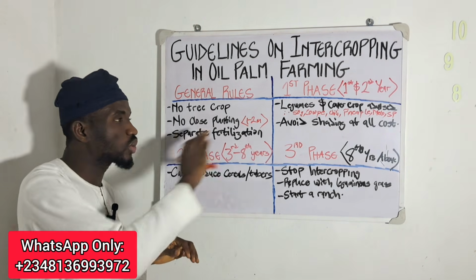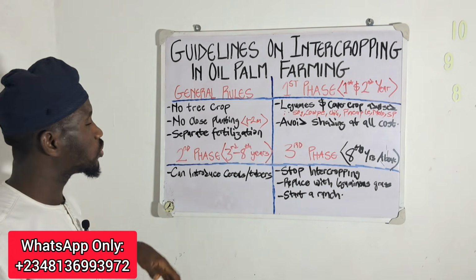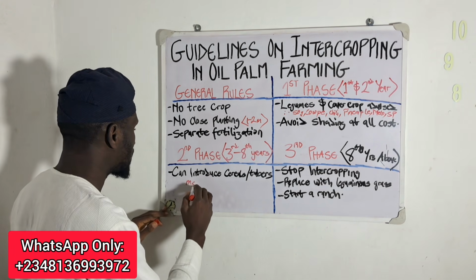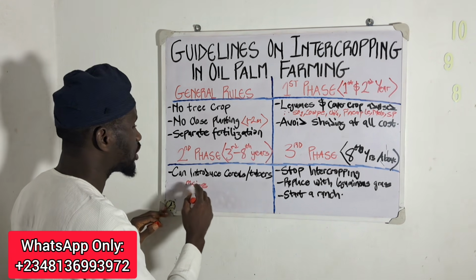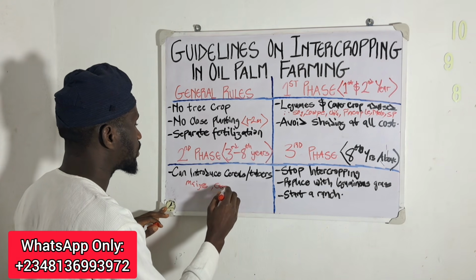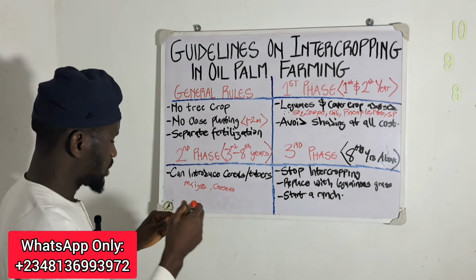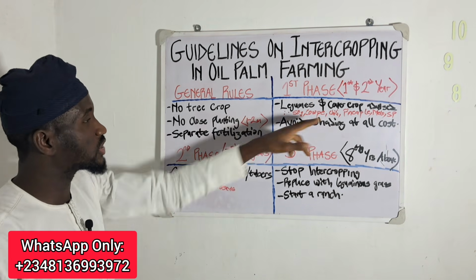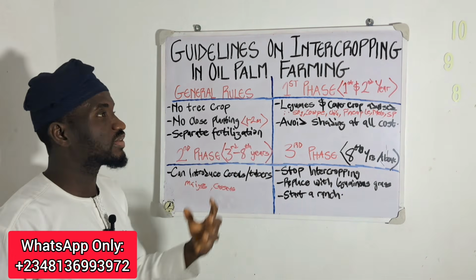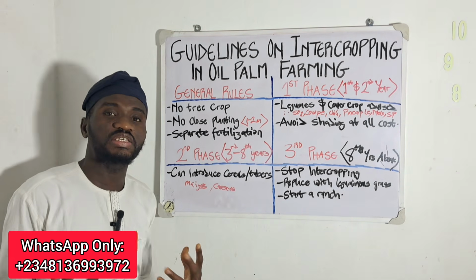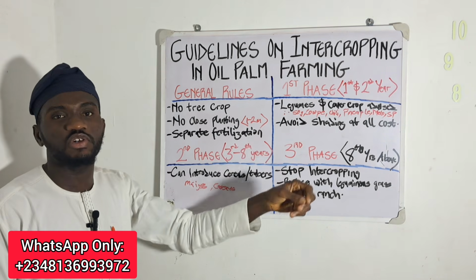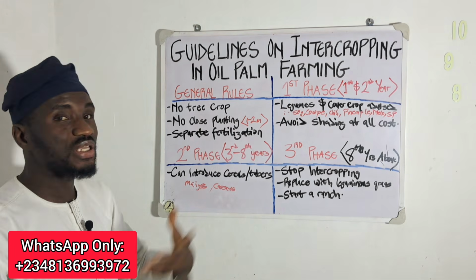But at this stage, you can either continue with your cover crop or you can decide to bring in cereals, like maize. You can bring tubers like cassava and so on. So at the first phase, we don't advise cassava during the first or the second year, because cassava has the tendency of inviting rodents to your farm. And at that point, if rodents invade your farm, it will be easier for them to feed on your oil palm seedlings because they are still young.